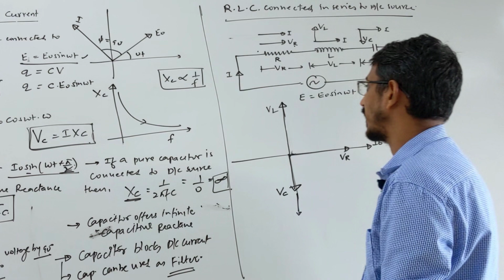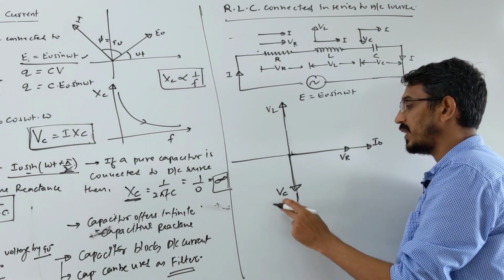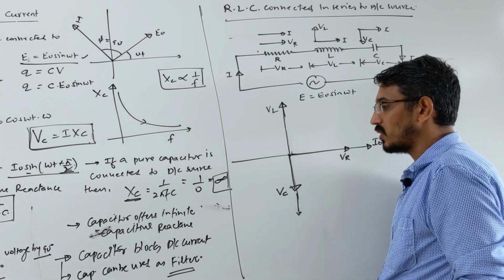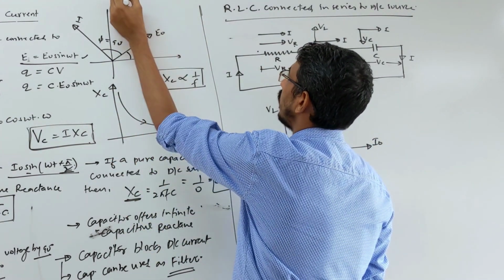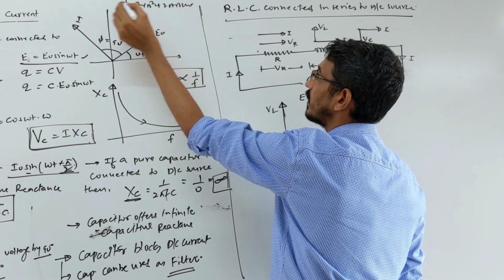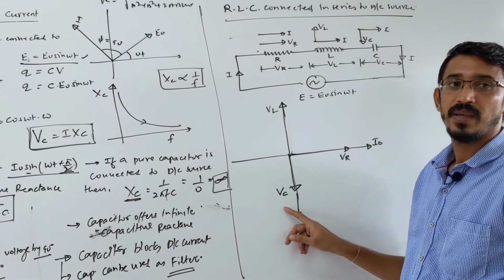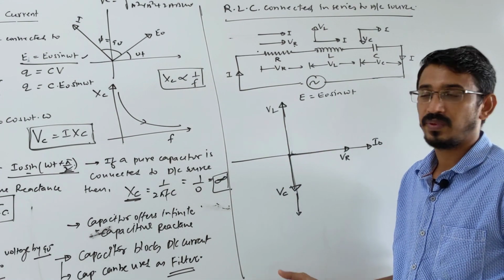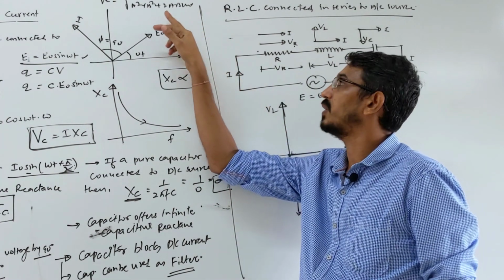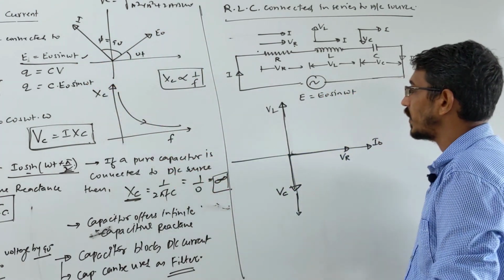Let's first add these two vectors, VL and VC. What is the angle between VL and VC? 180 degrees, right? Remember this shortcut: root of a square plus b square plus 2ab cos theta is the vector addition formula. We want to add VL and VC. The angle is 180 degrees, so directly you can subtract. Because cos 180 is minus 1, it becomes a square plus b square minus 2ab, which is a minus b simply, right? So you can subtract them.